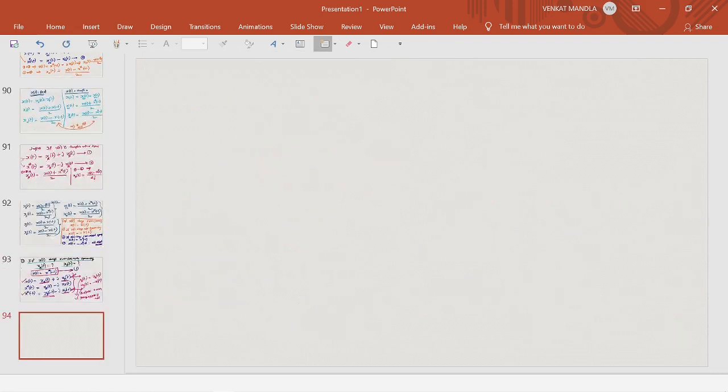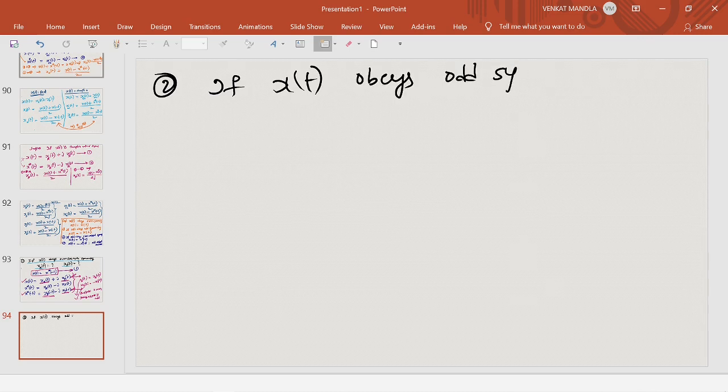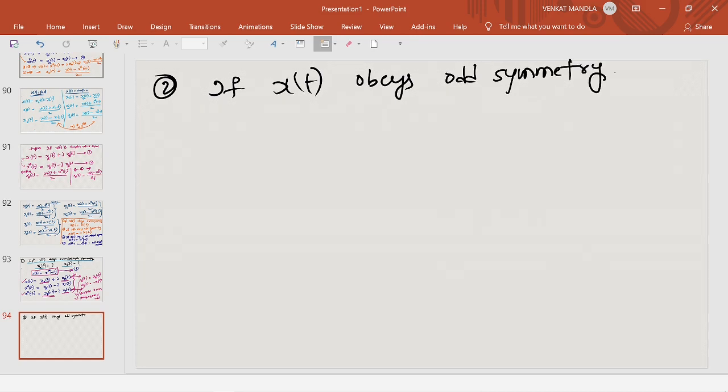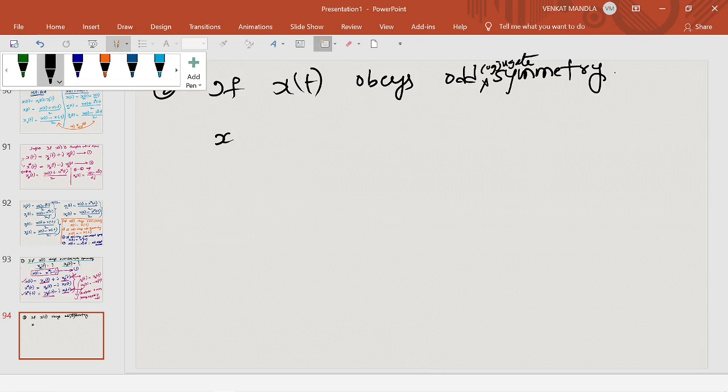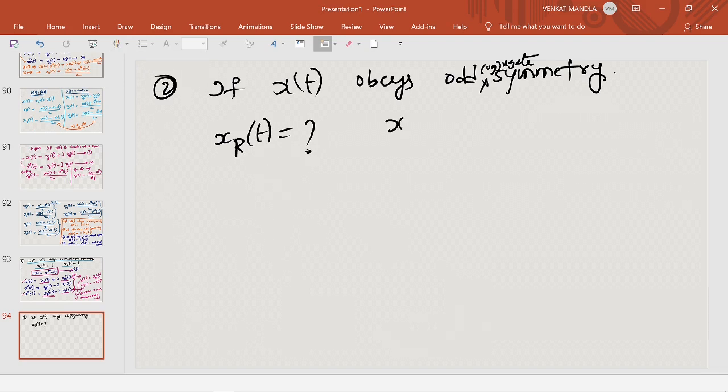And one more. Second inference: if x of t obeys odd symmetry, not odd symmetry, odd conjugate symmetry. So you put it here, odd conjugate symmetry. Okay, so what is the condition and what is the question? If x of t obeys odd conjugate symmetry, what is its real part? What is its imaginary part?